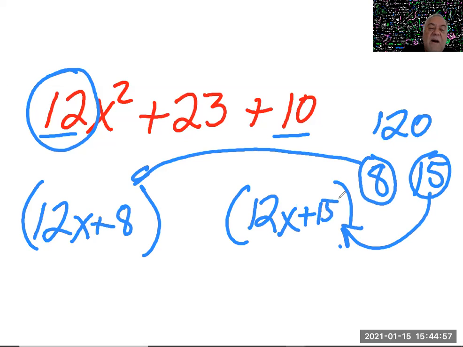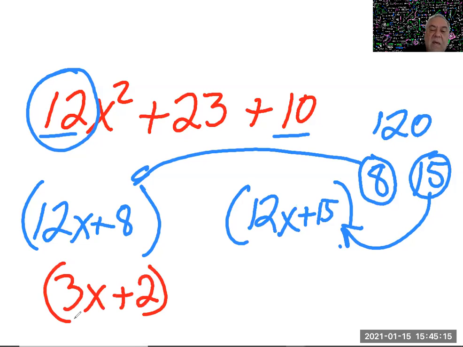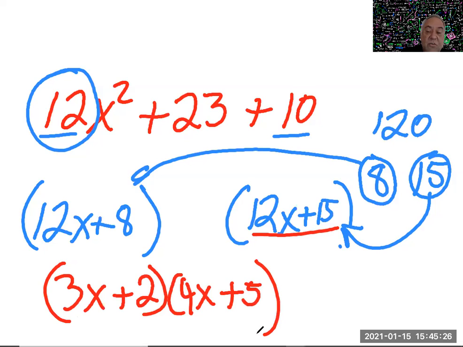Now, can I simplify these parentheses by dividing by anything? Yes, I'm not factoring, I'm just dividing to simplify. If I divide this first one by 4, that gives me 3x plus 2. And I can divide this one over here by 3. It gives me 4x plus 5. And you're done. Those are the factors right there.